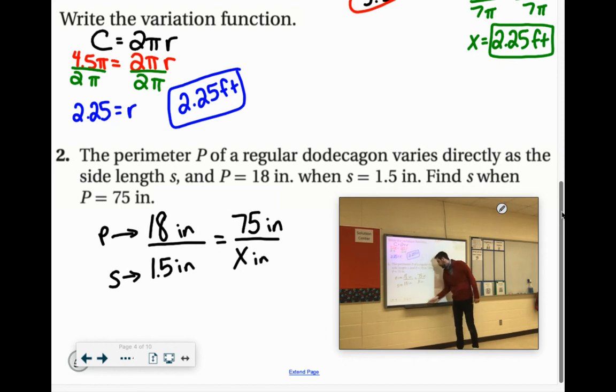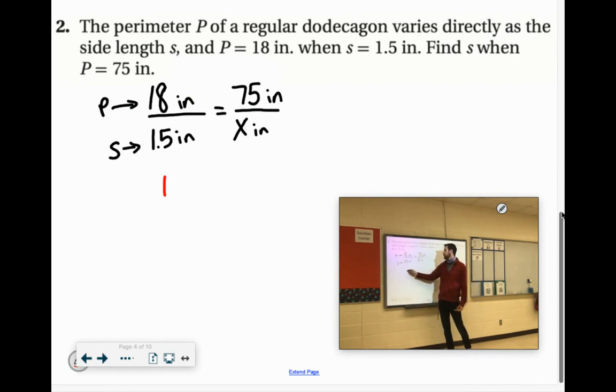So then if we were to cross multiply that one, we'd have 18x equals 1.5 times 75 is 112.5. We'll divide that by 18, and then we're done.